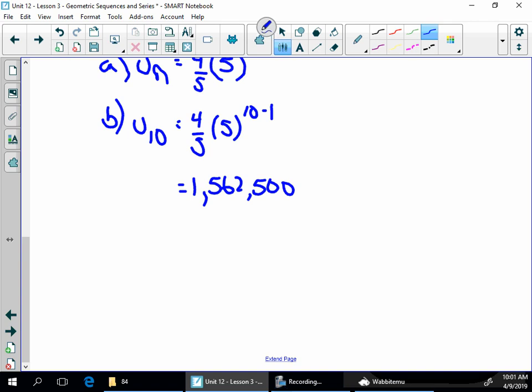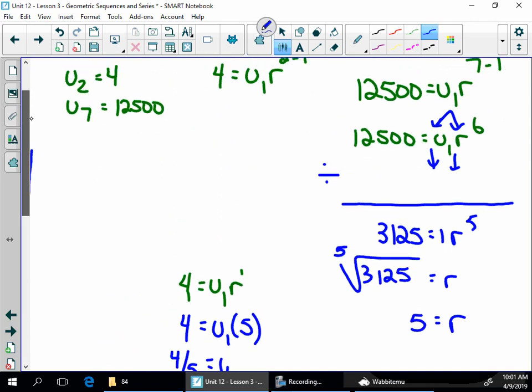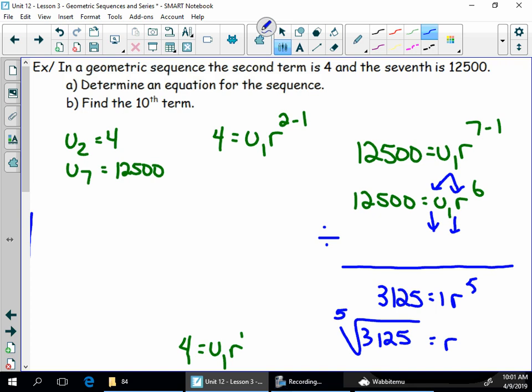What you can get using your formula, or if you want to, once you figure out R, you can just keep going from the 7th term. The 8th will be this times 5. The 9th will be that times 5. The 10th will be that times 5. You could do that too, right? If you couldn't figure out the pattern, use your equation and keep on going.